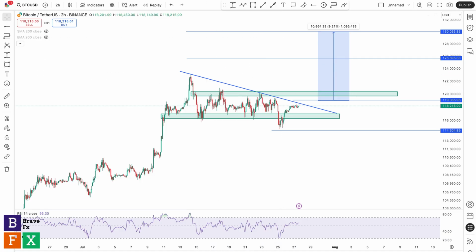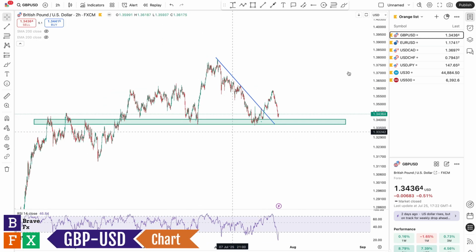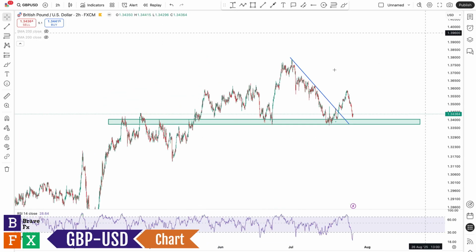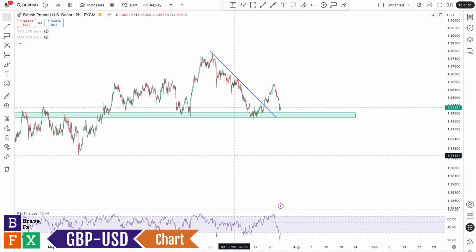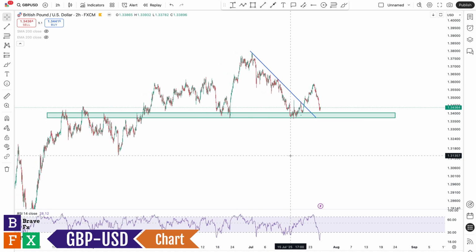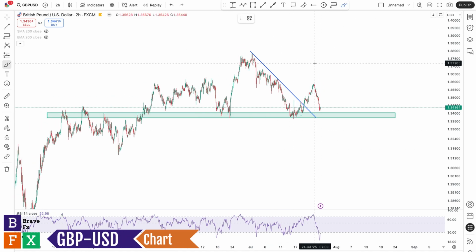Now I'll be talking about GBP-USD. So GBP-USD, last week we also talked about the possibility, excuse me, let me get rid of this. So we talked about the possibility of price bouncing off of this area of value, taking out this trend line because of our anticipation of the DXY getting weak. That happened. So I'm going to show you the DXY chart after this chart.